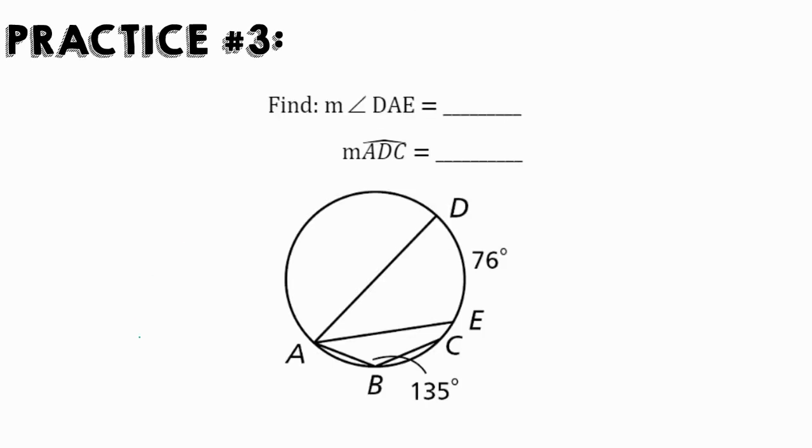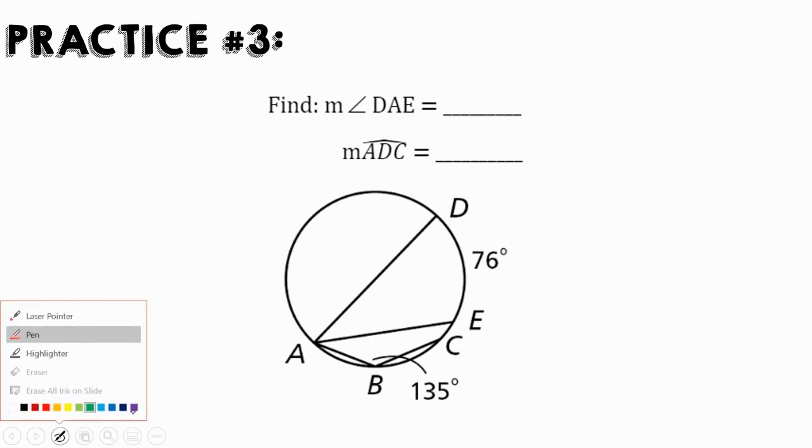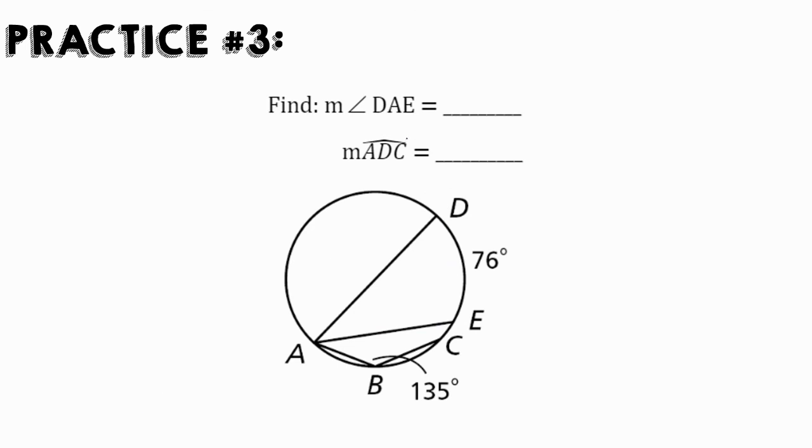Let's go ahead and do this last one. And again, pause the video, try it, and let's come back together and chat about it. Okay, so hopefully you tried it. The measure of angle DAE and ADC. DAE is right here. It's an inscribed angle. It intercepts this arc that I'm given. So I can go ahead and do 76 divided by 2. And I get, is that 38 degrees?